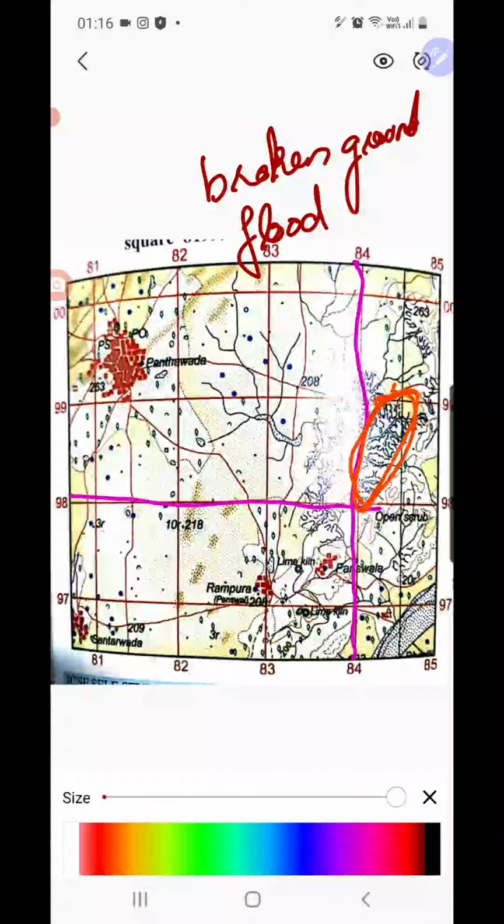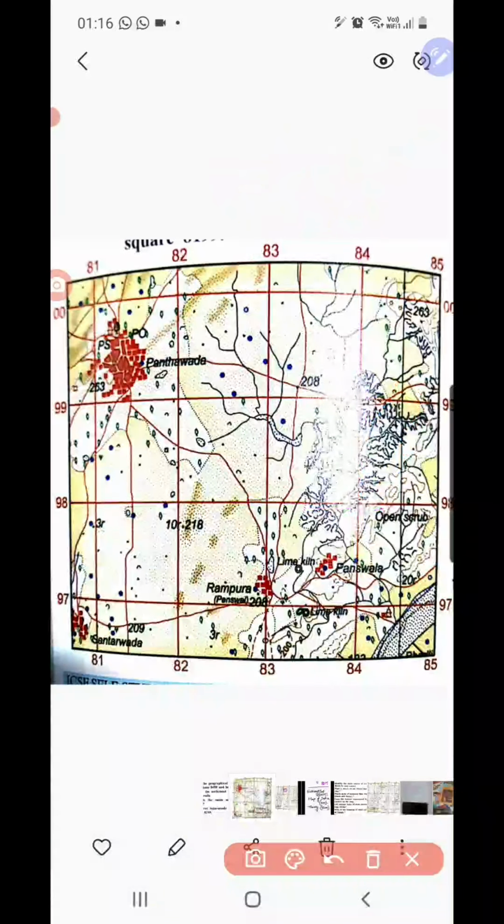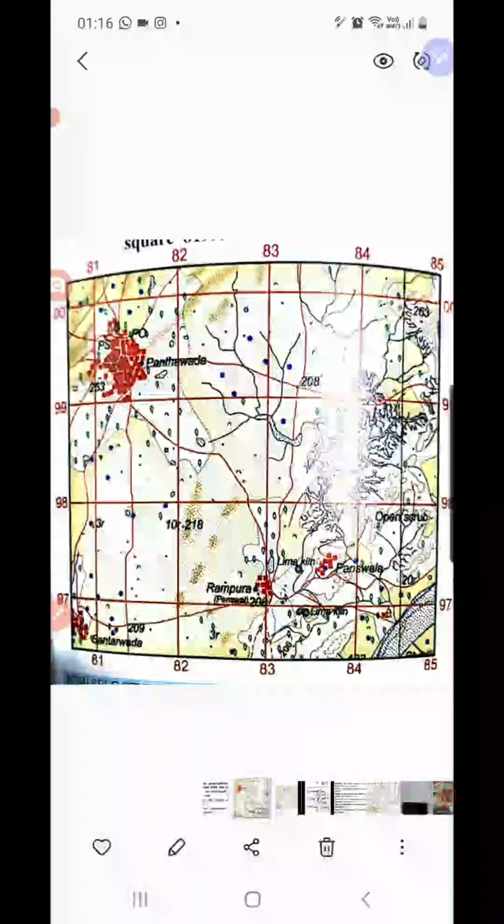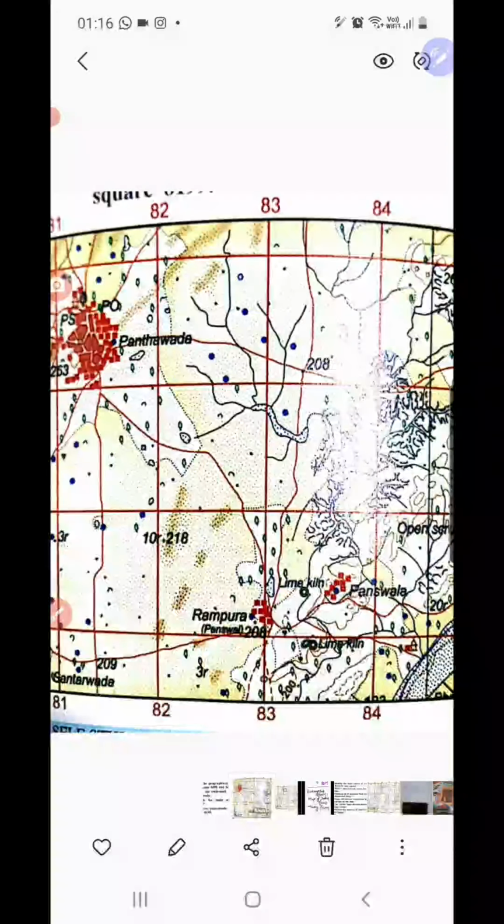And the next question is: identify the settlement pattern in village Pantavada. So let's see the settlement pattern, Pantavada. What type of settlement is found? We have discussed the types of settlement in the class. Here you see this is a nucleated settlement.